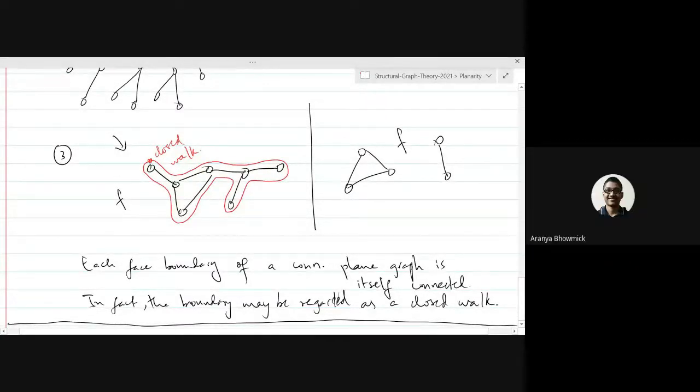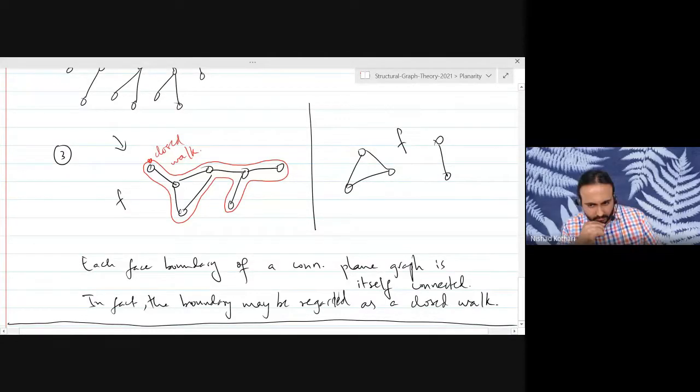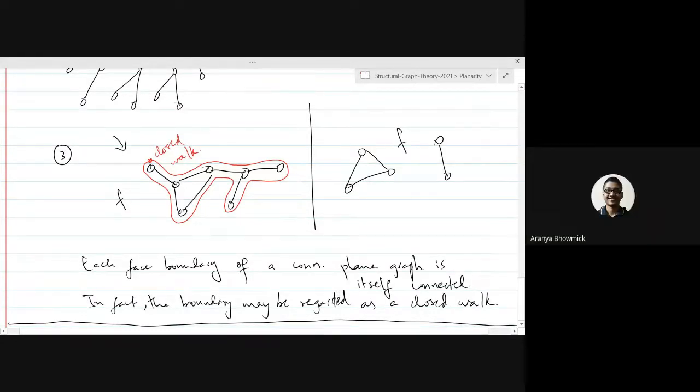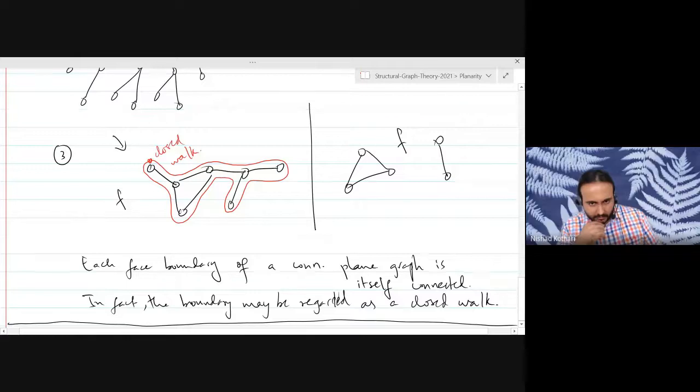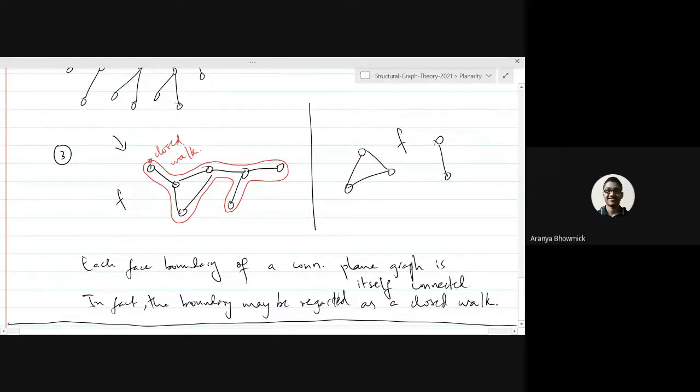I think it should be the boundary of the unbounded face F, because in any connected plane graph there is some unbounded face, and for that unbounded face the boundary will be a closed walk. But why not for other faces? I am saying this is a statement for all faces. For every face, you can view the boundary as a closed walk, right?